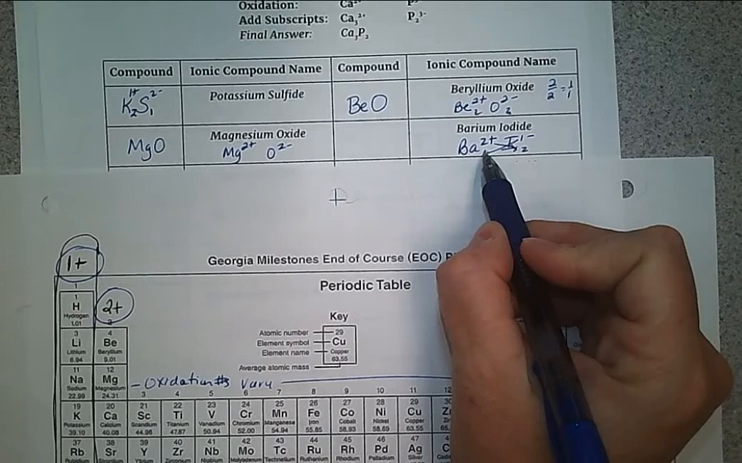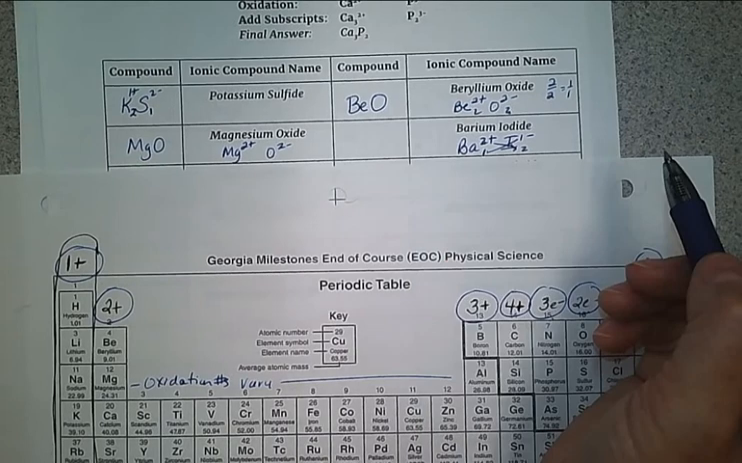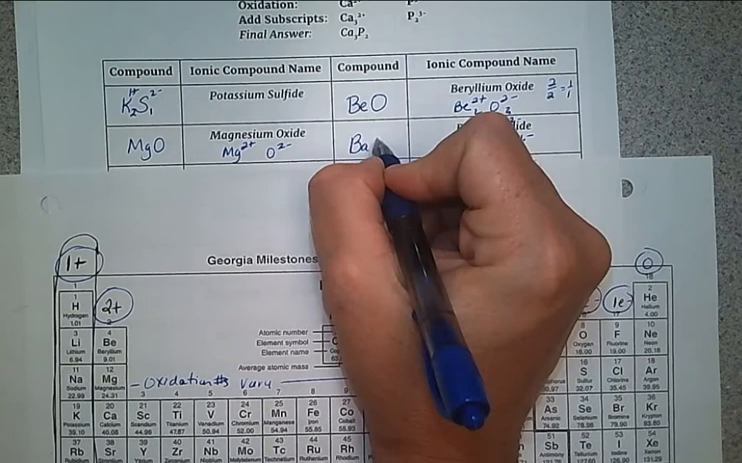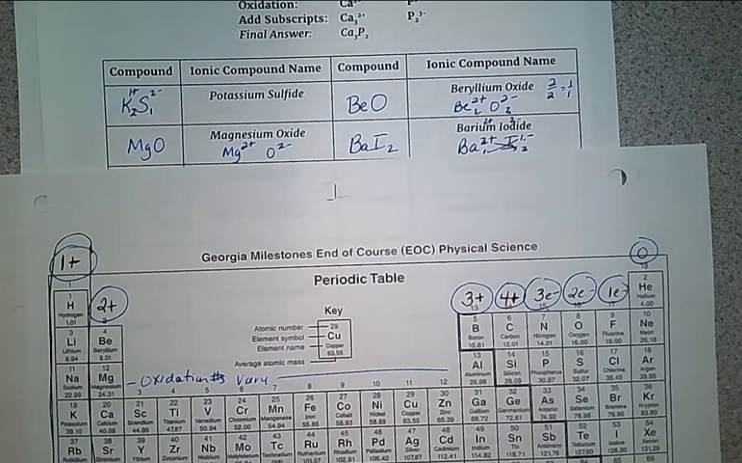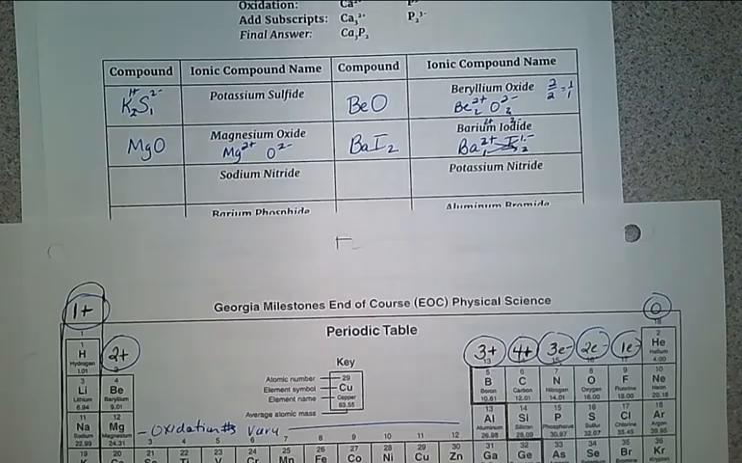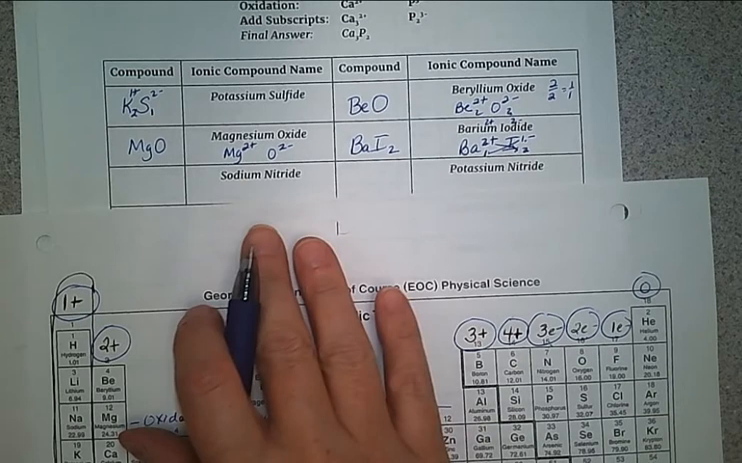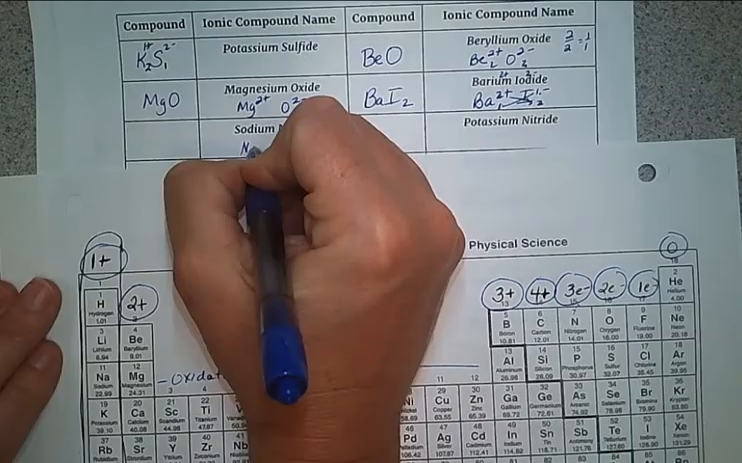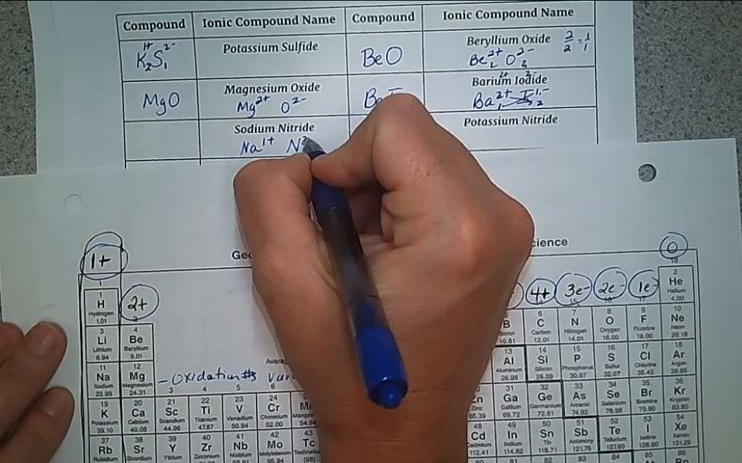Sodium nitride is sodium, which is Na, and nitrogen. Na has a 1+ charge. Nitrogen has a 3- charge. So we have to crisscross applesauce. The 3 comes down, the 1 comes down here. So on this side, sodium is a +3, nitrogen is a -3, because I have 3 sodiums with a positive charge each, and I have 1 nitrogen that has a -3 charge. So my charges are equal. So I'm going to have Na3N.